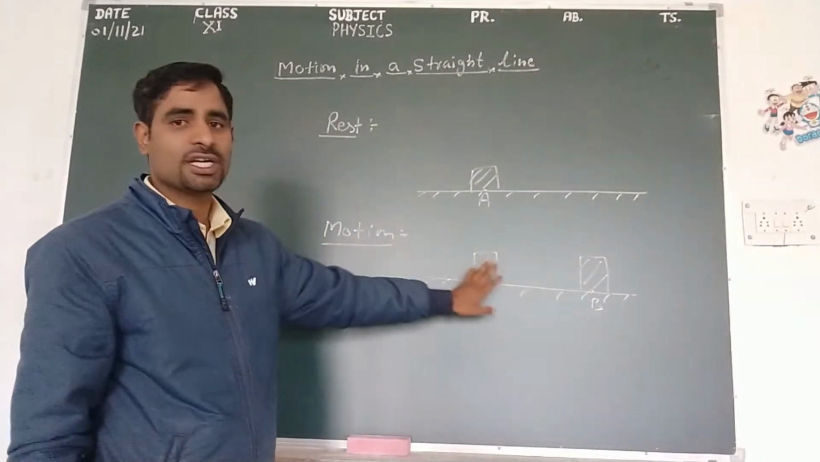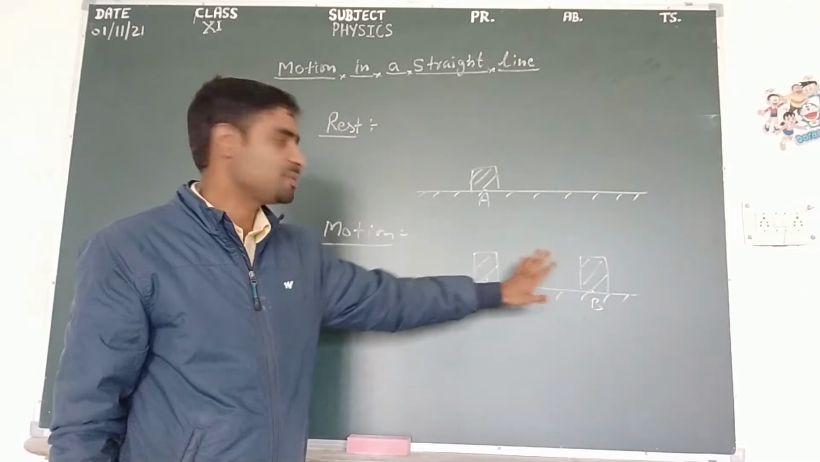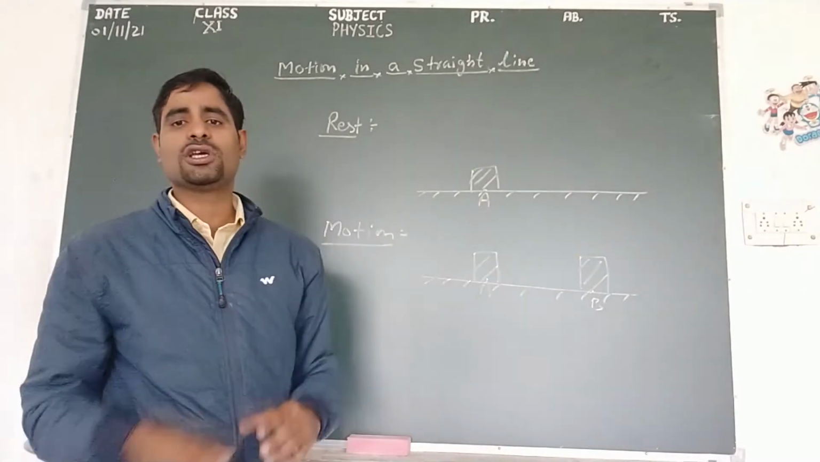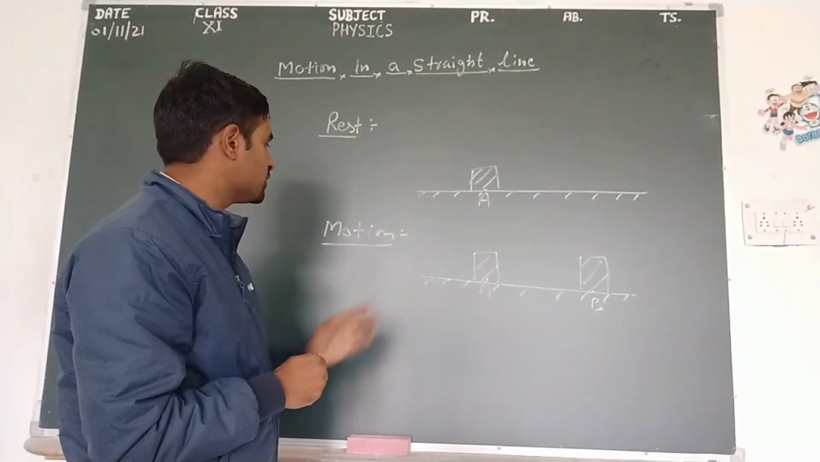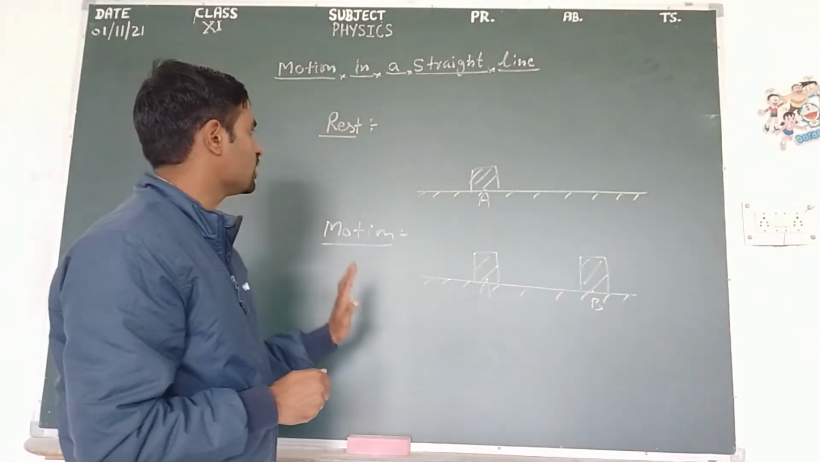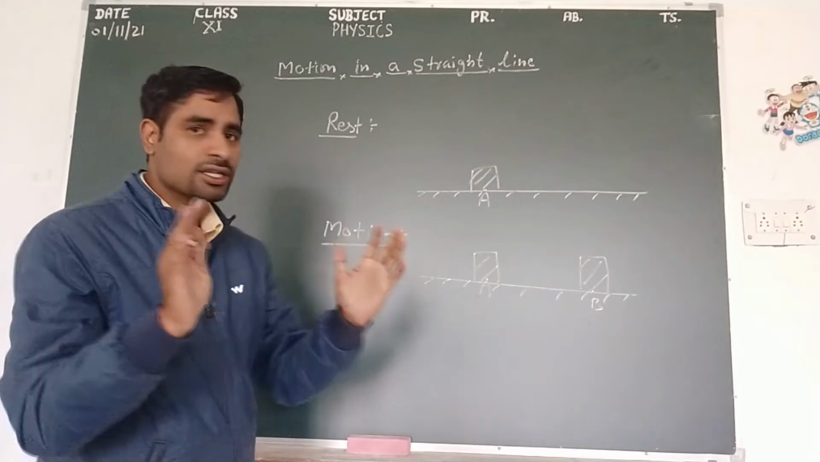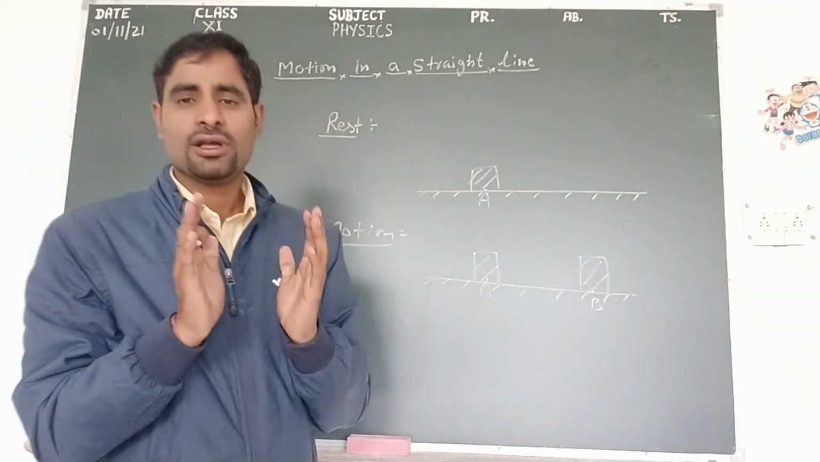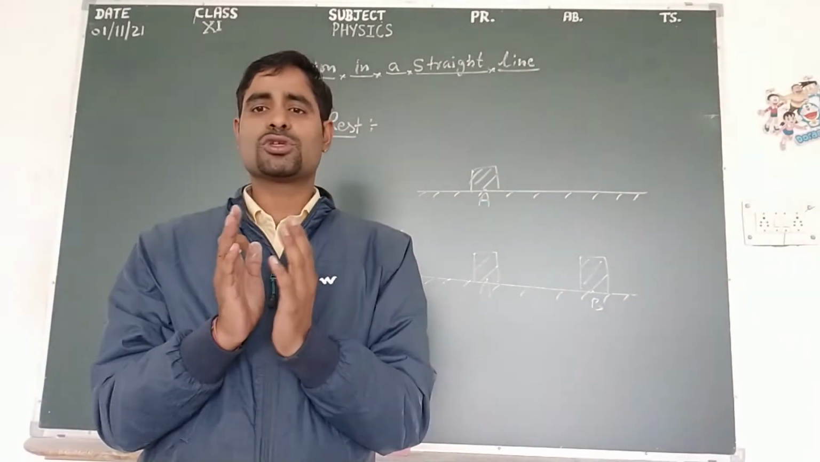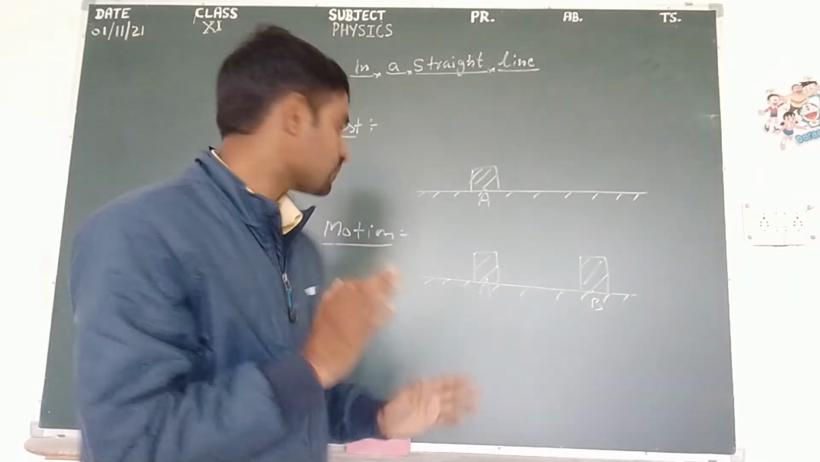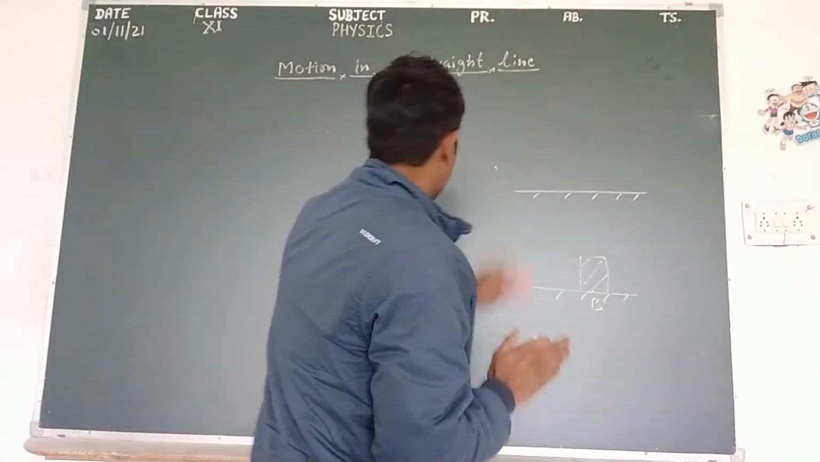Motion means when an object changes its position with respect to time or with respect to other objects, then the object is said to be in motion. And the next is types of motion. There are 3 types of motion: linear motion, circular motion and vibratory motion.